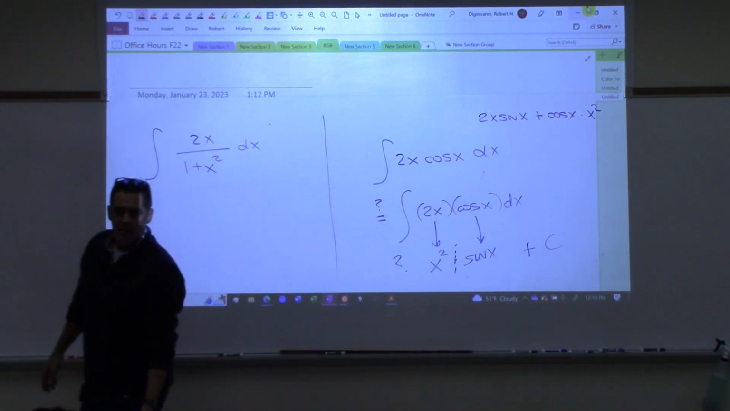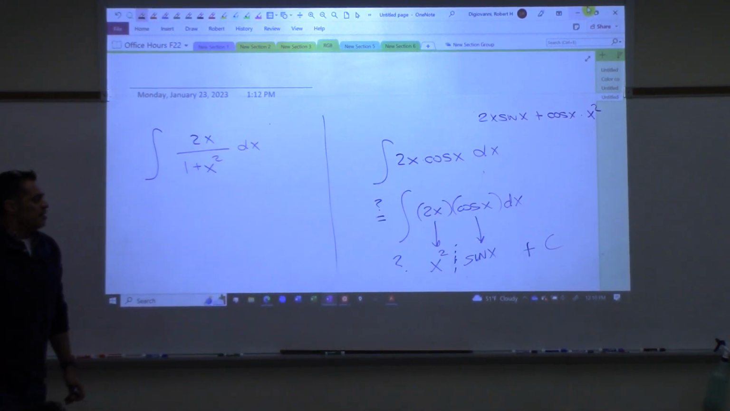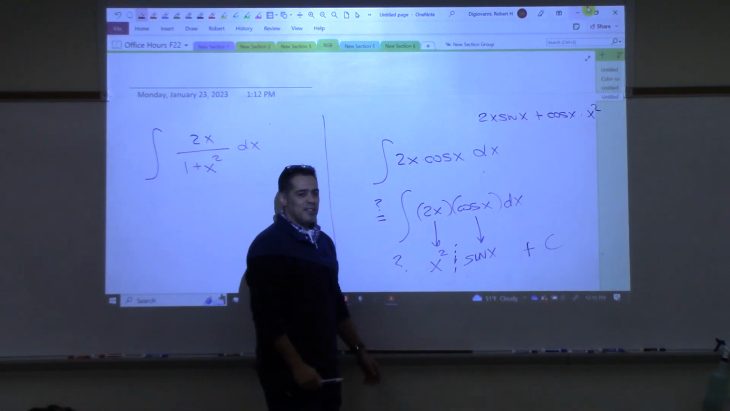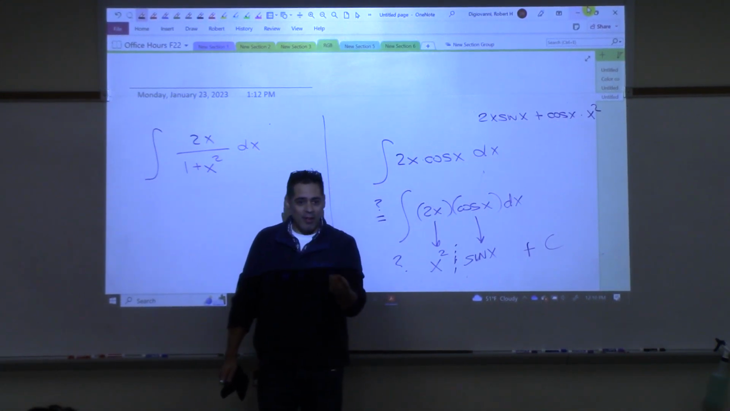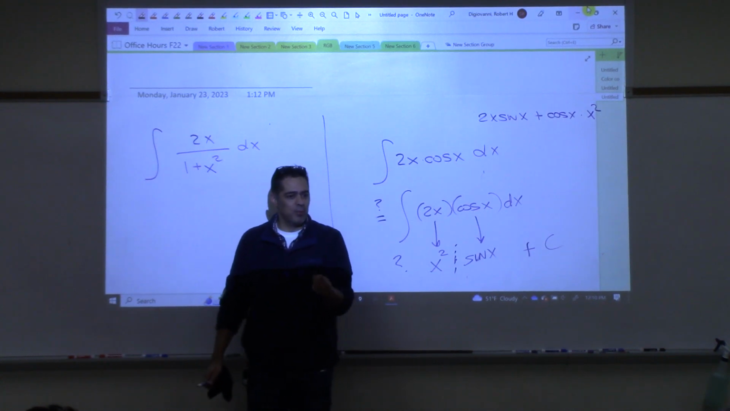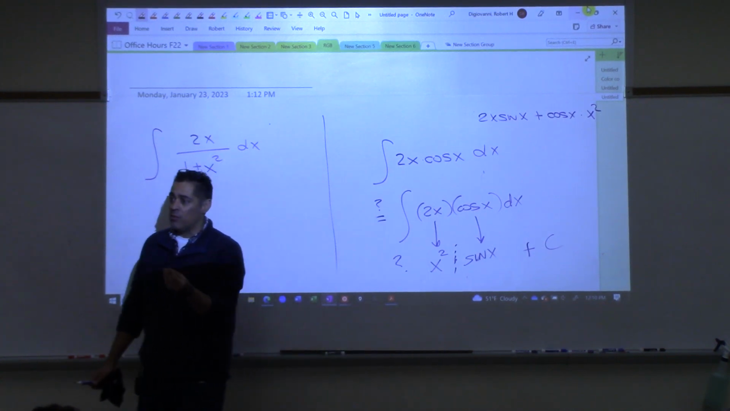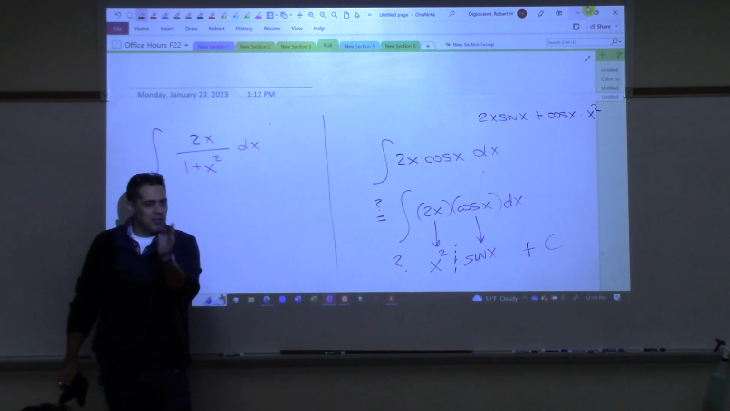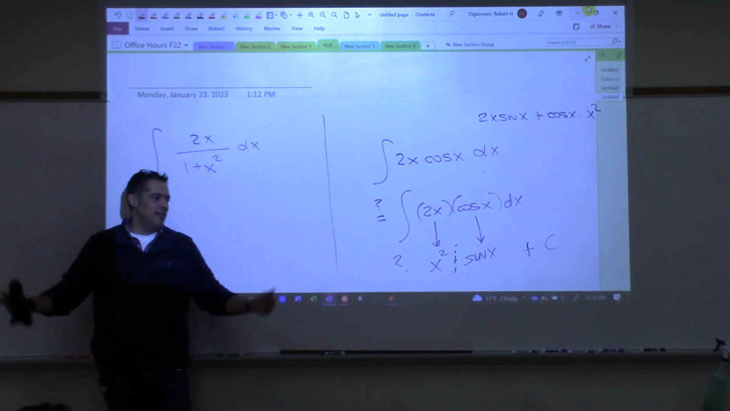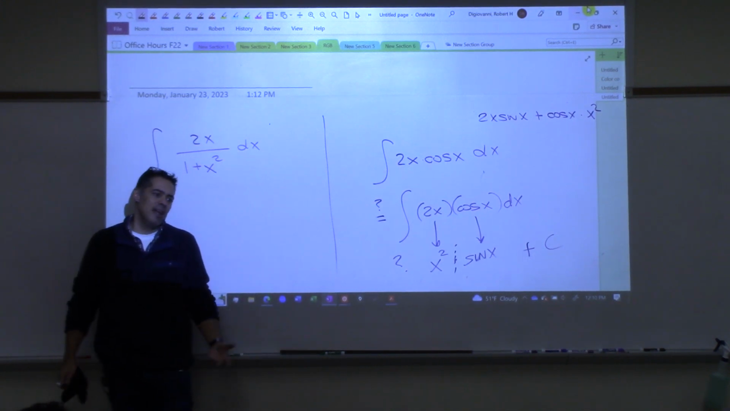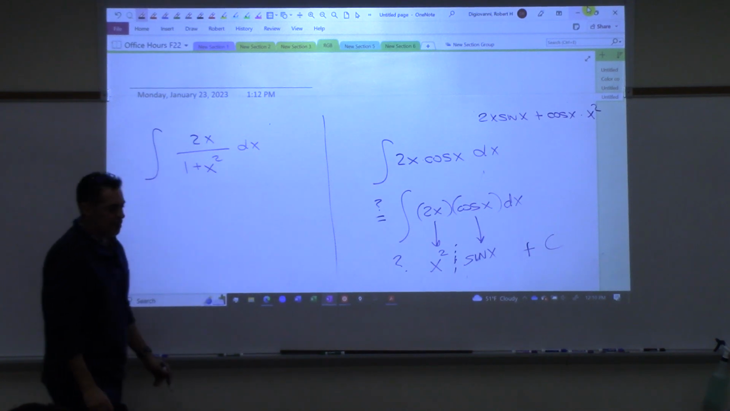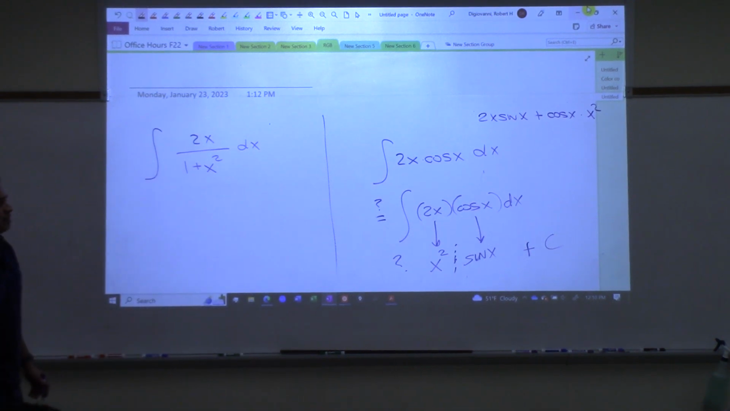You see? It's unfortunate. This is why, back even in Cal 1, if the product rule were different, calculus would be much easier. If the product rule said, hey, just take the derivative of each one separately, man, it'd be nice. But that's just not the way it is. So what comes after this is use substitution. That's what we're about to do.